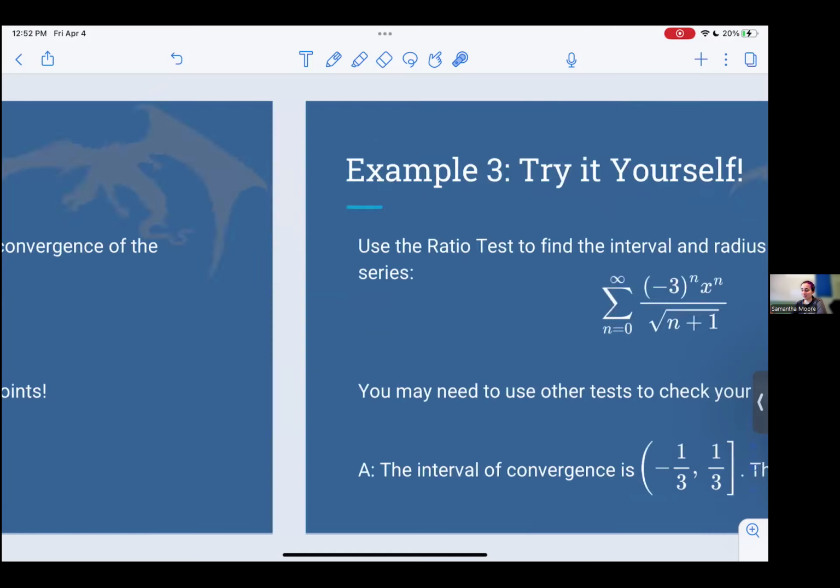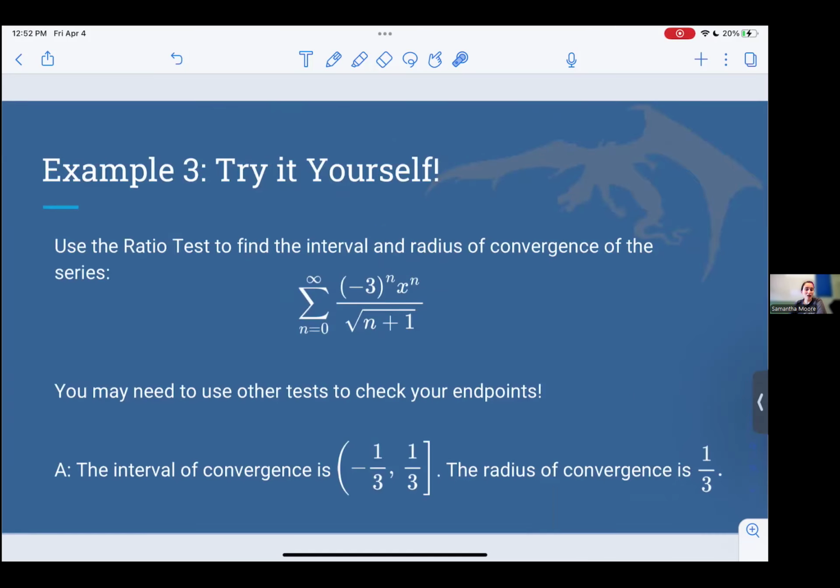All right, hopefully you actually paused there and tried it. But I claim that the interval of convergence that you should get is from -1/3 to 1/3, closed parentheses on the positive side. And the radius of convergence is going to be 1/3, because again, it's half of the length of this interval. That interval has a length of 2/3, so we should get that the radius of convergence is just 1/3.